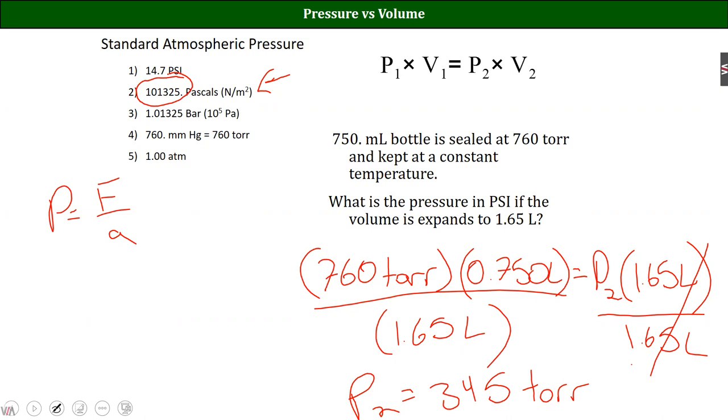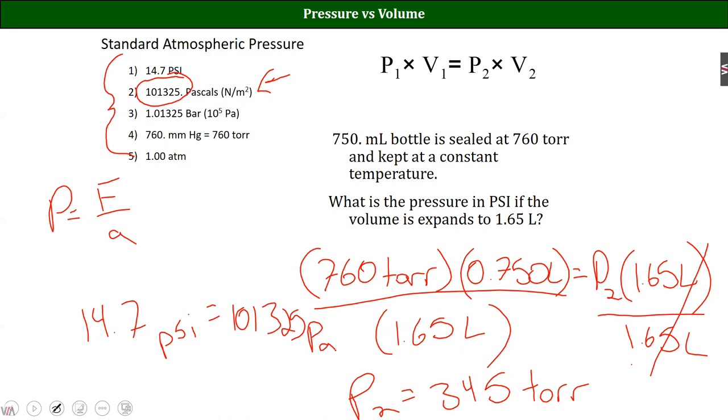And basically all of these numbers are all equal to each other, which means any combination of these units we can say is a conversion. 14.7 PSI is equal to 101,325 pascals, right? Any combination of these, because these are all the standard pressure units at sea level.